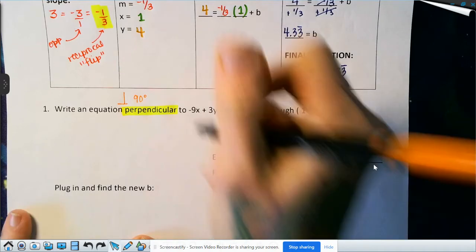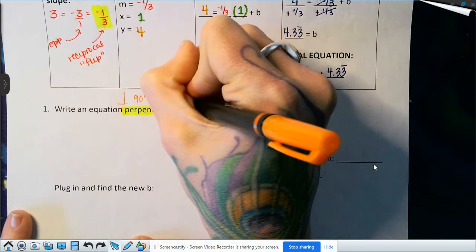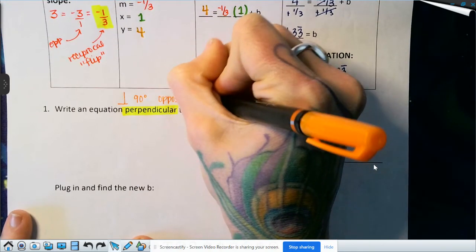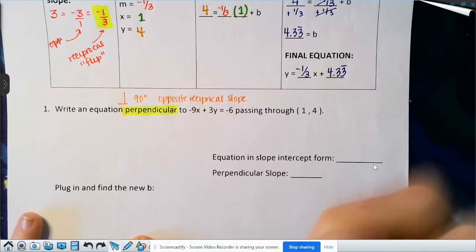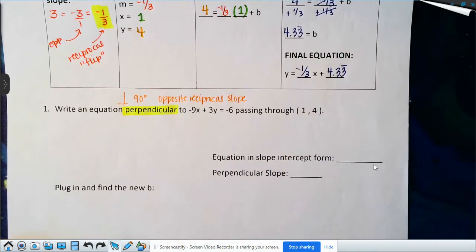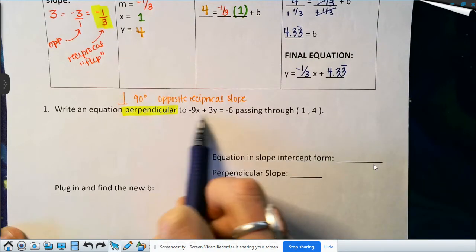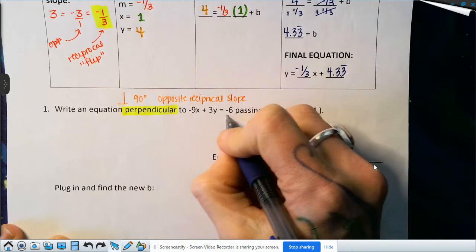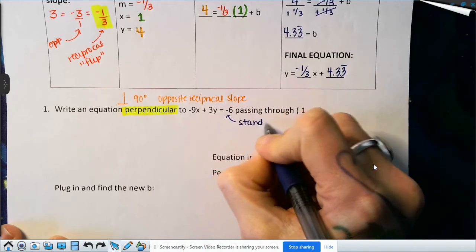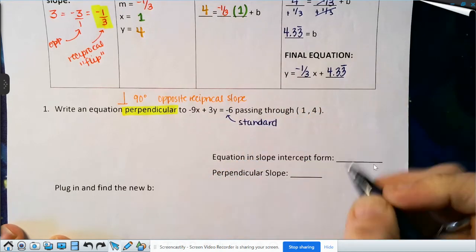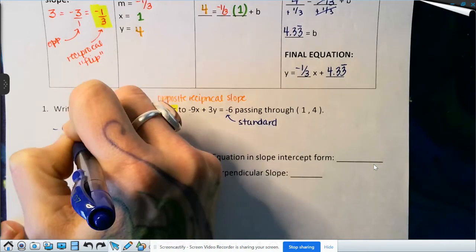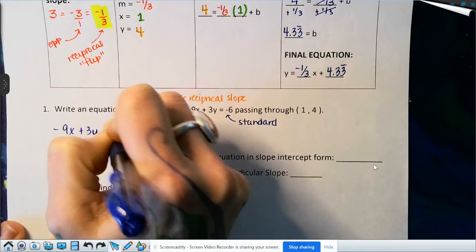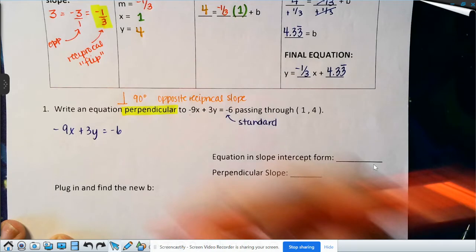And that means we have opposite reciprocal slope. And remember, reciprocal means flip. So first we need to get this in y equals mx plus b form. This is our standard form, and we want to put it into slope-intercept form. So we're going to take negative 9x plus 3y equals negative 6. We need to get y by itself.